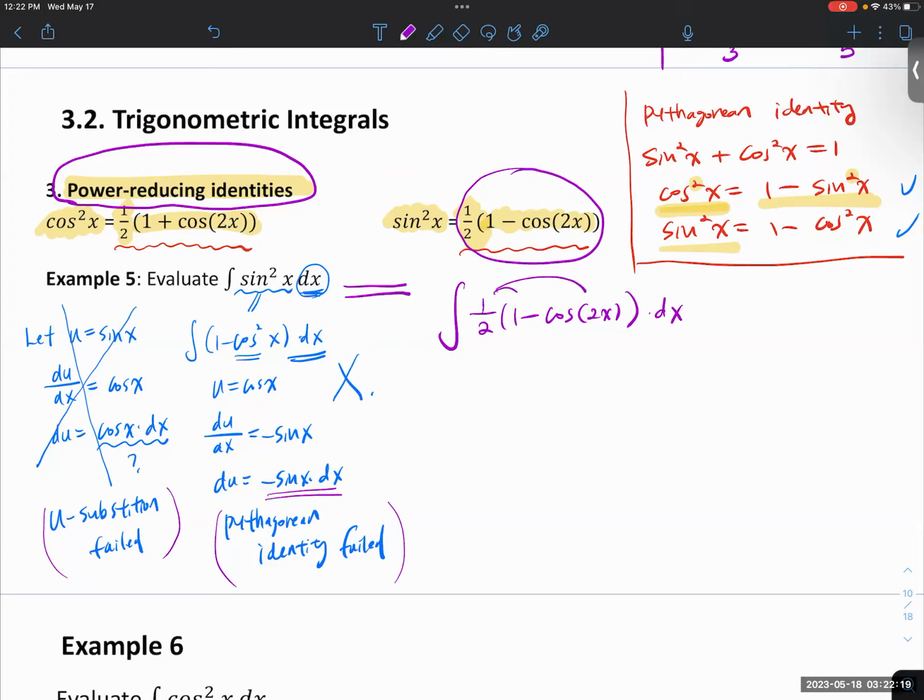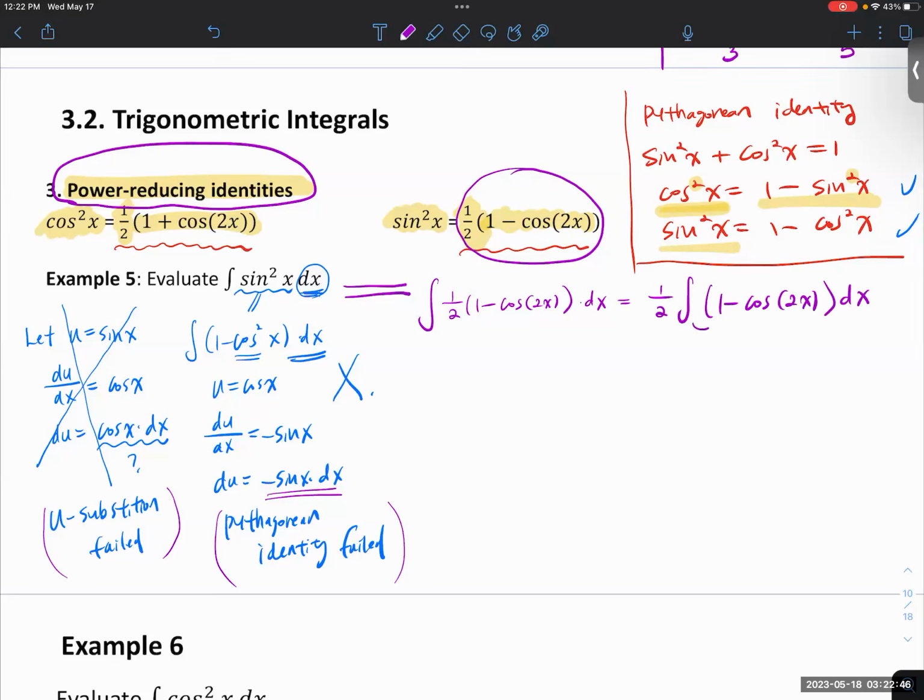I'm going to use the distributive property. So it is going to be the same as the integral of 1 over 2 times... I can actually bring 1 over 2 to the front, because this is a number. So let me just bring the number to the front. So we have 1 over 2 times the integral of 1 minus cosine 2x dx. And then I'm going to separate the integral: 1 over 2 times the integral of 1 dx minus the integral of cosine 2x dx.